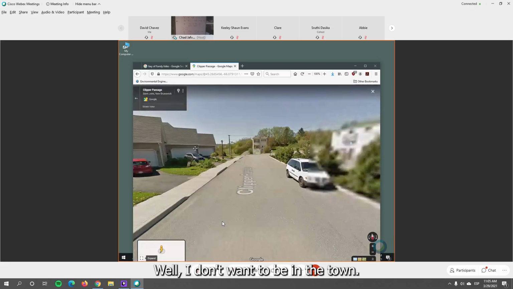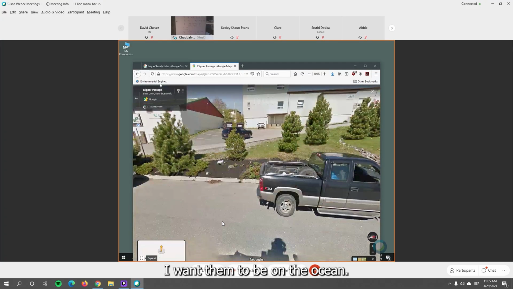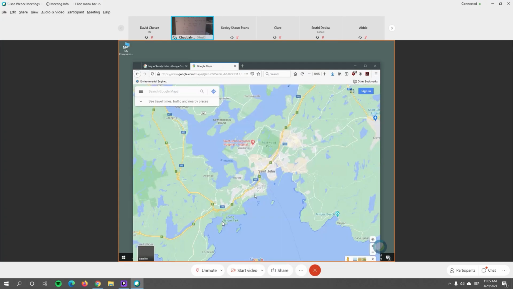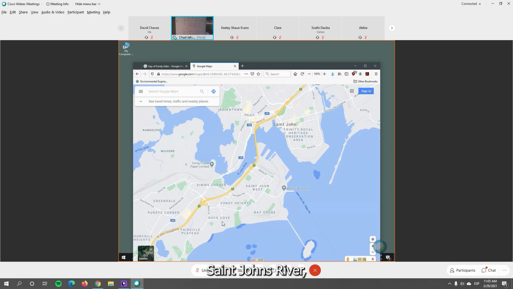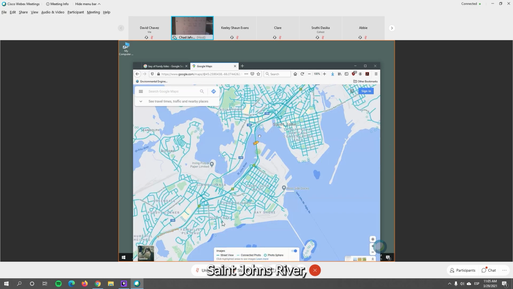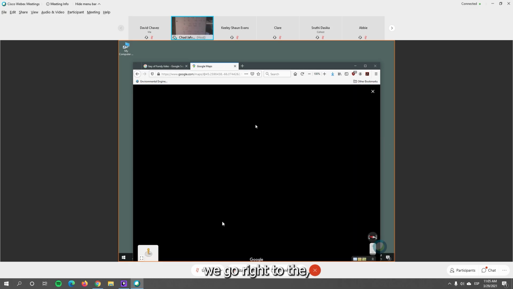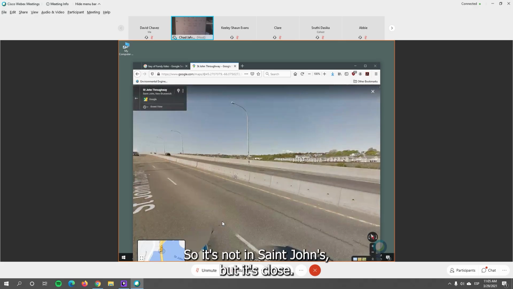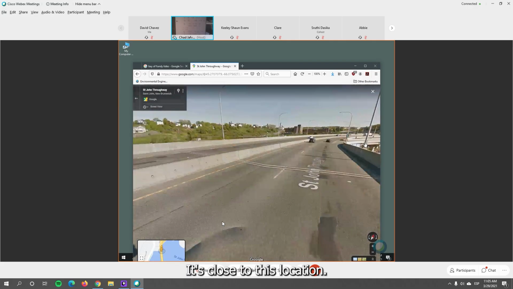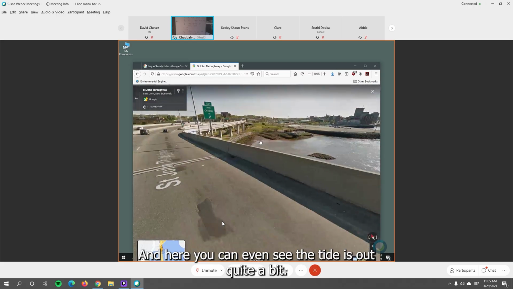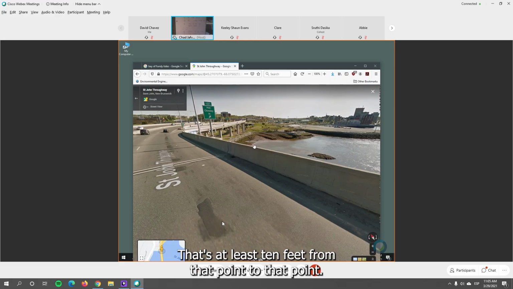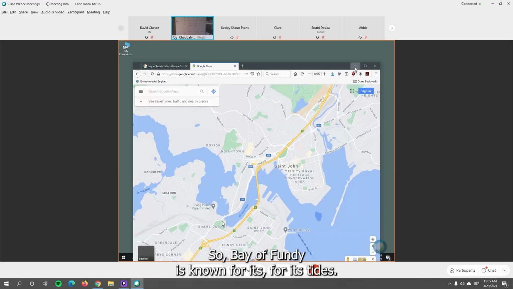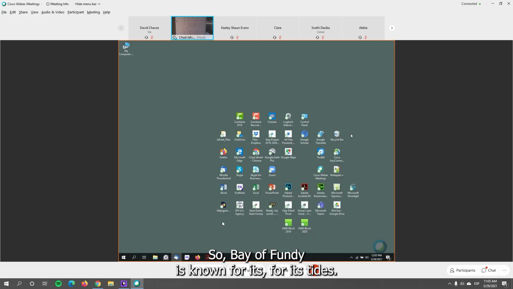Well, I don't want to be in the town. I wanted to be on the ocean. St. John's River. We'll go right to the thing. There we go. So it's not in St. John's, but it's close. It's close to this location. And here you can even see the tide is out quite a bit. That's at least 10 feet from that point to that point. So Bay of Fundy is known for its tides.